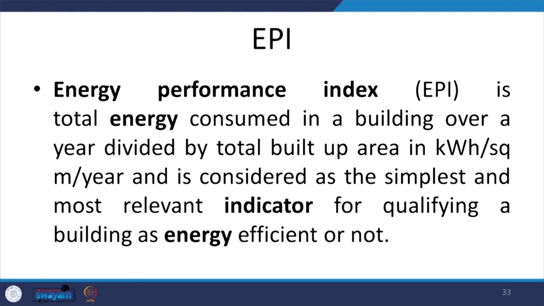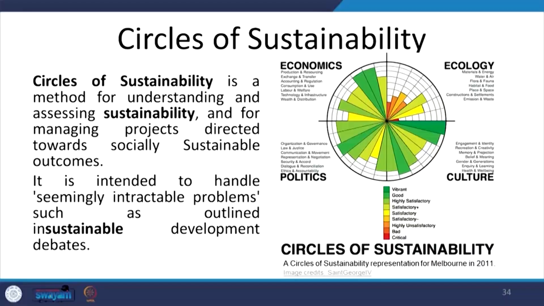If you look at the Bureau of Energy Efficiency website in India, they have BEE star rating for buildings. The numbers which are given are actually EPI numbers, Energy Performance Index numbers, and that talks about how much energy in kilowatt hours per square meter per year is consumed by a building, and that is a very good measure.